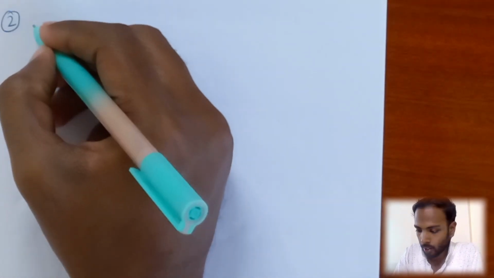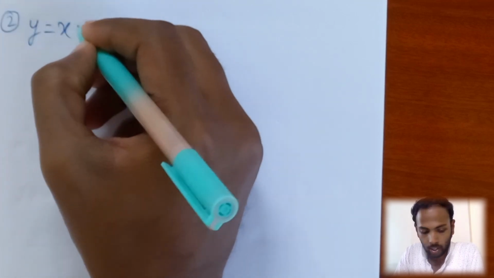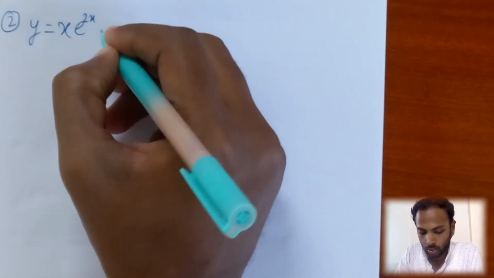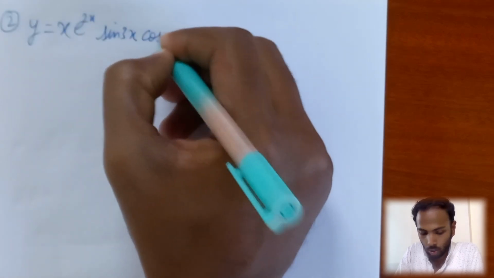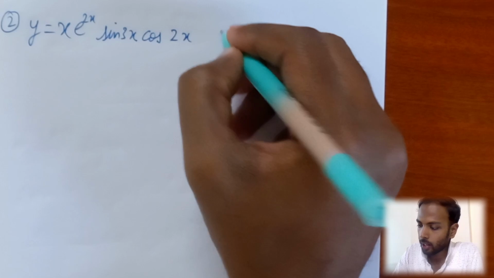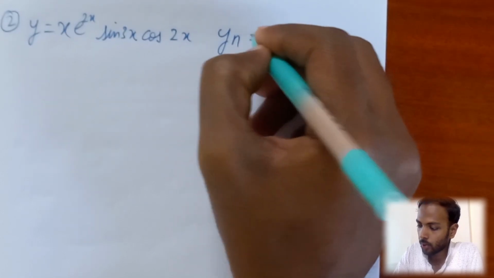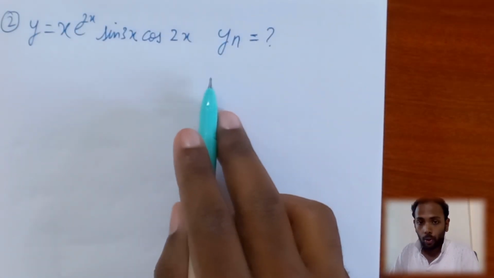The second question on Leibniz theorem is y equals x into e power 2x into sine 3x into cos 2x, and you have to find the nth derivative of y. So what will you do now?